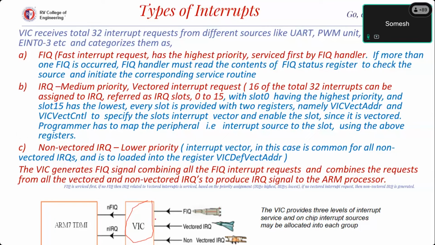Second job: when more than one interrupt request has come to the vectored interrupt controller, it has to do what is called prioritizing. That means if 5 sources generate a request, only one of the 5 has to be identified and passed to the ARM core. On what basis do we select one of the 5? Priority is assigned to all the interrupts which are generated and passed on to the VIC. That is the second job. What is the third job of the VIC?